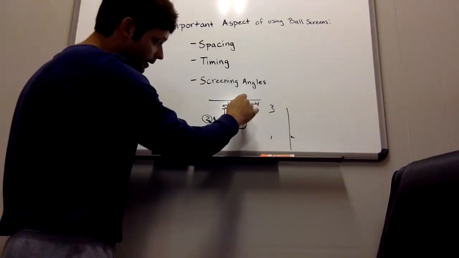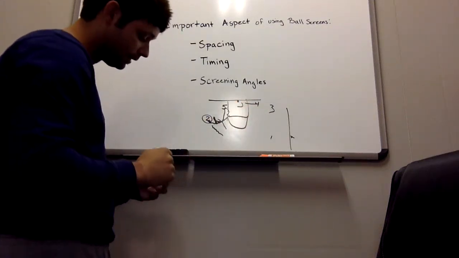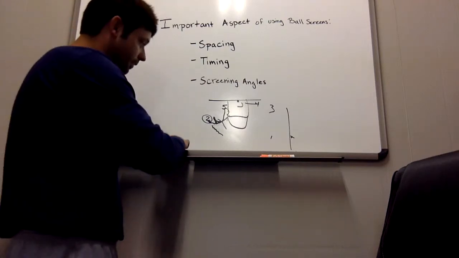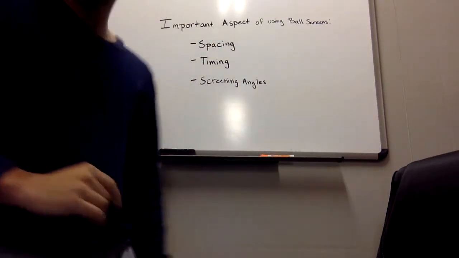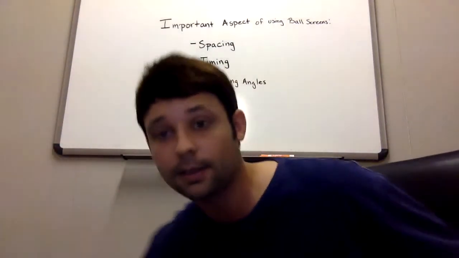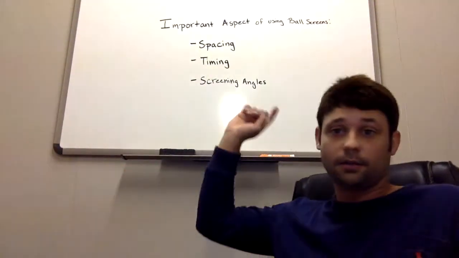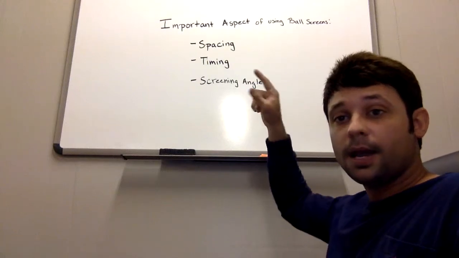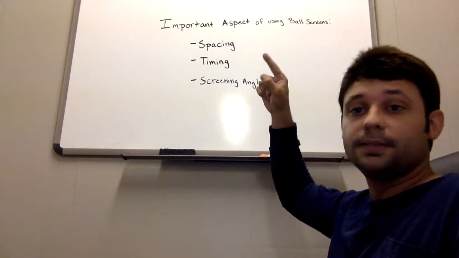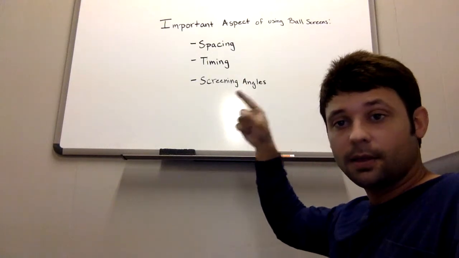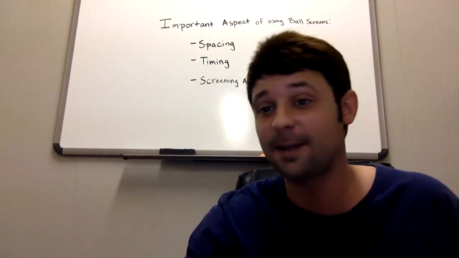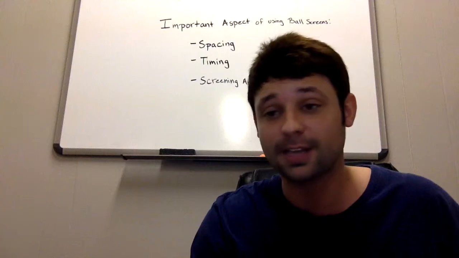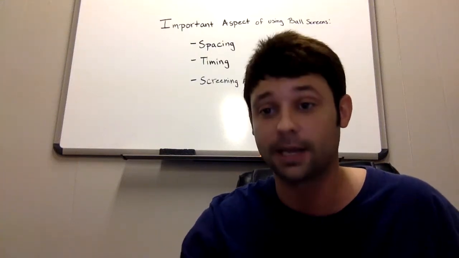We got the 4-man ducking in right there, so to speak. So screening angles are so important and effective when they are done correctly. And of course, again, the last 3 important aspects of ball screens are spacing, timing, and angles. Okay. Next thing we're going to get into is what types of ball screens we utilize.